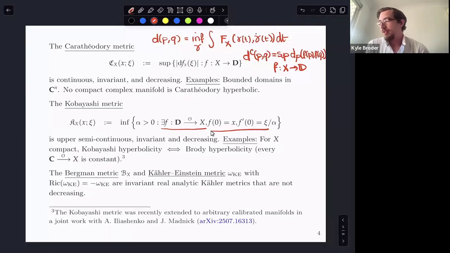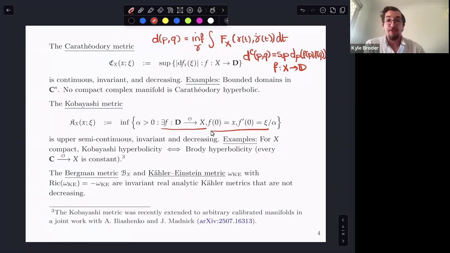So this is worse than continuous. It's only upper semi-continuous. It's invariant and decreasing. But the nice thing is that this characterizes precisely the compact Brody hyperbolic manifolds. So if this is non-degenerate or positive and X is compact, then we have this equivalence. So Kobayashi hyperbolicity for a compact manifold is equivalent to Brody hyperbolicity.